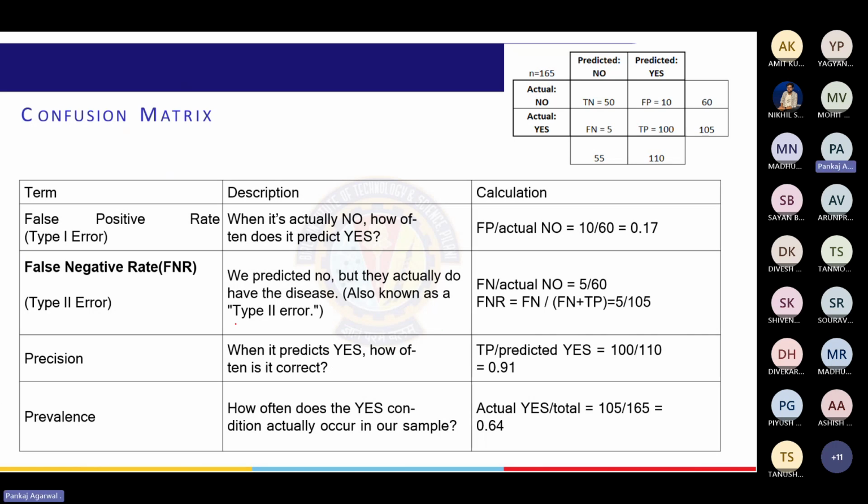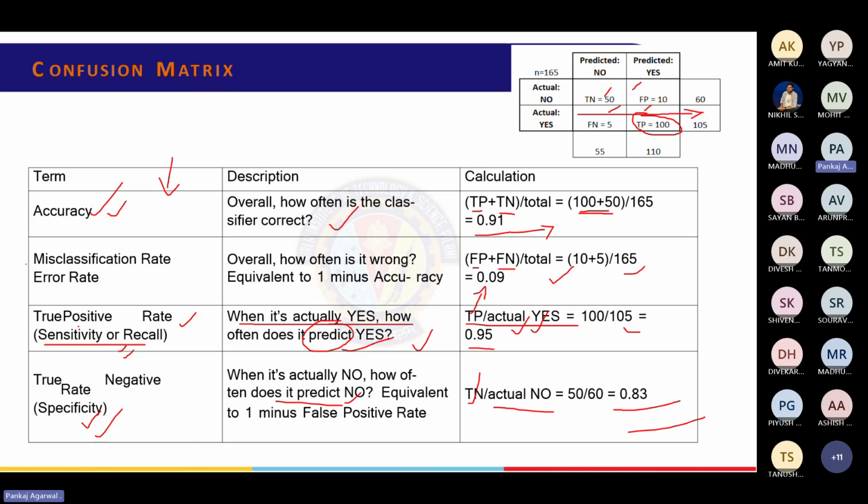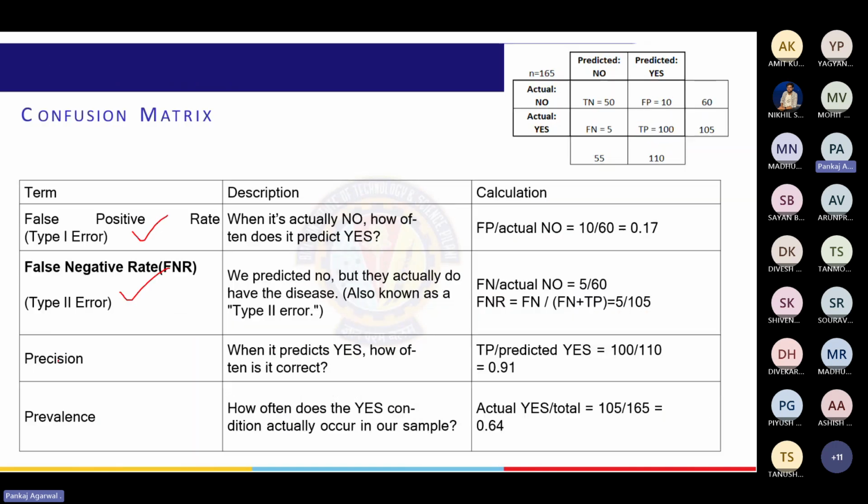Then come two other forms, which are the false positive rate and the false negative rate. So we had the true positive rate and true negative rate. Similarly, we have the false positive rate and false negative rate. So type 1, type 2 error, right? When it was actually no, how often did it predict yes? When you talk about false positive, you associate this false with this no, and you would be able to remember.